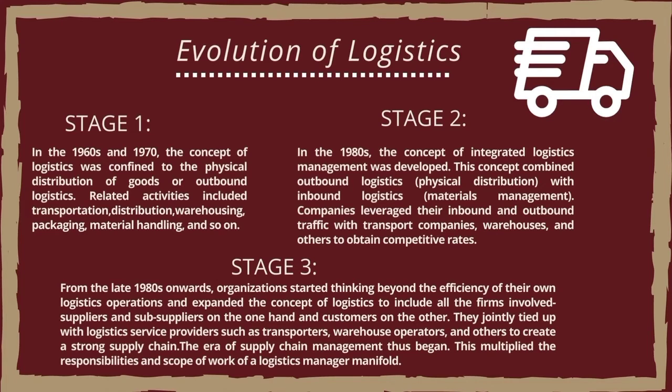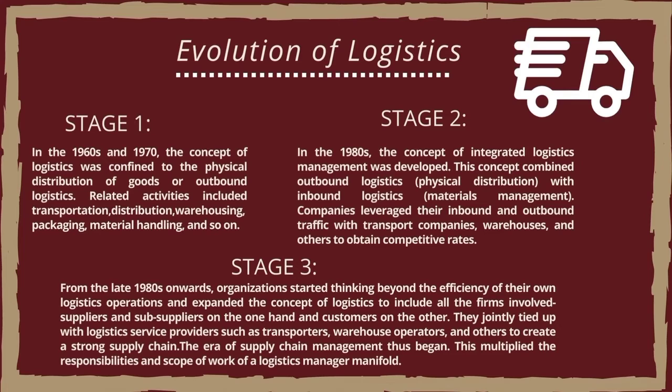The next one is stage 2. In the 1980s, the concept of integrated logistics management was developed. This concept combined outbound logistics, which is physical distribution, with inbound logistics, which is material management. By this stage, companies had leveraged their inbound and outbound traffic with transport companies, warehouses and others to obtain competitive rates. Also, the logistics manager had to deal with both inbound and outbound traffic. In other words, the logistics manager was responsible for efficiency in material management as well as physical distribution of the finished goods.